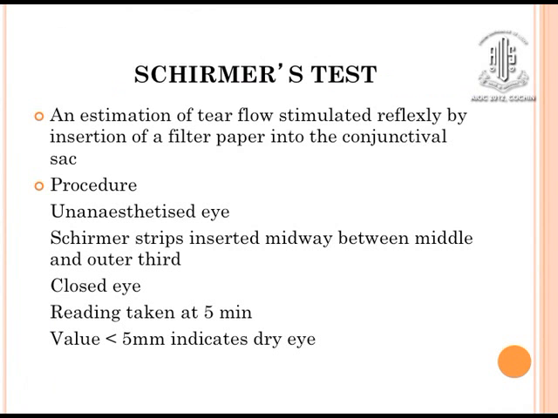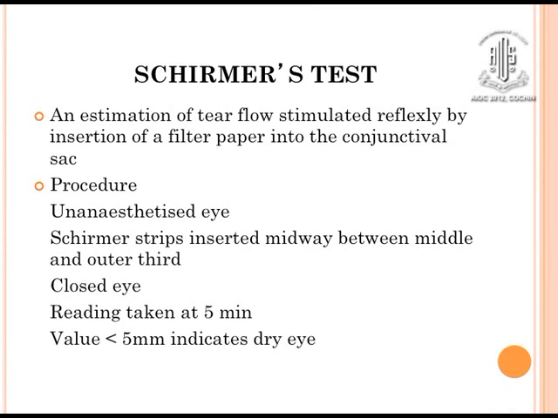Coming to the third test, the Schirmer test. In this test we are assessing the reflex tear volume by stimulating the conjunctival sac by the placement of a filter paper. The normal value is 5 millimeters or more. Less than 5 millimeters is considered dry eye. It is done without anesthesia. That version I am discussing here.